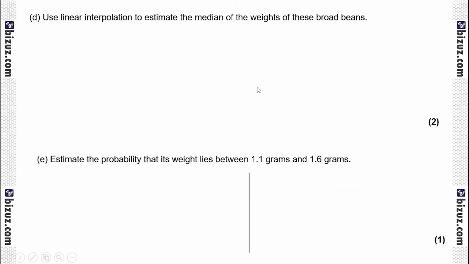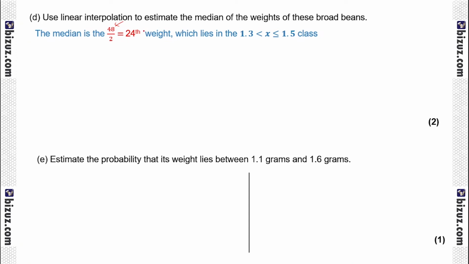Next part. Use linear interpolation to estimate the median of the weights. Now we need to estimate the median, and this is going to be by interpolation. First, where is the median going to be located? It's the same thing as we did a while back in a certain question in this paper. So the median is going to be halfway across the whole data. You have 48 data points in total. Median is going to be 2 by 4, or 1 by 2, just halfway, multiplied by 48.